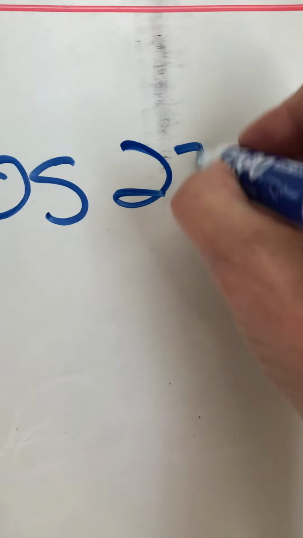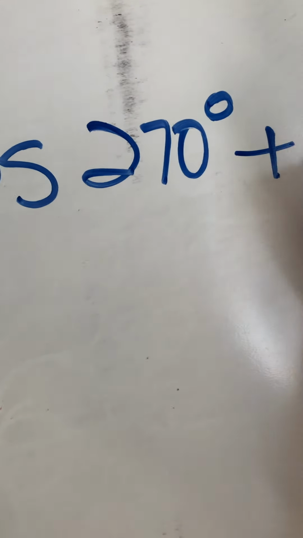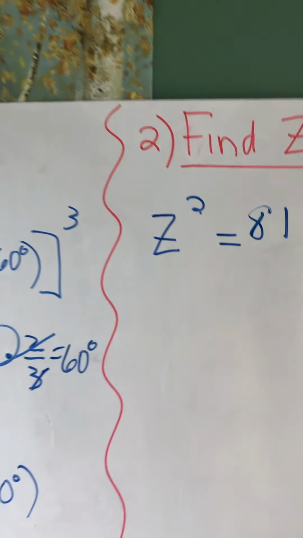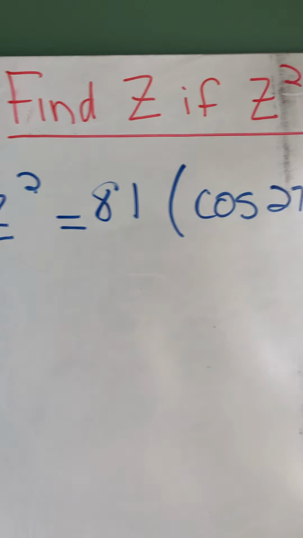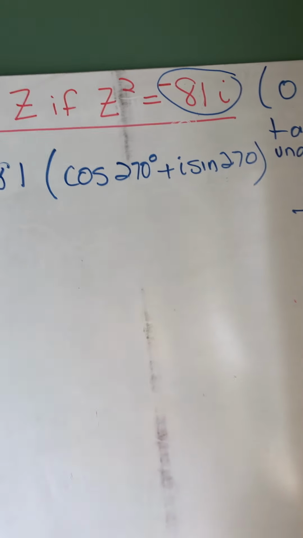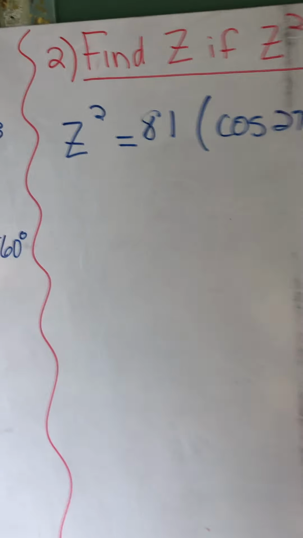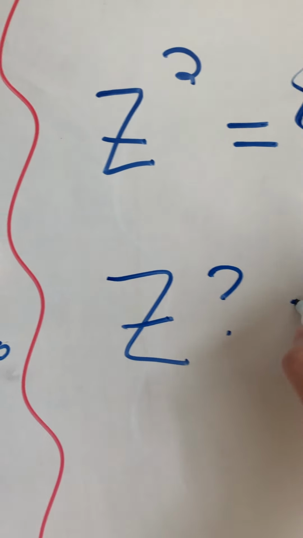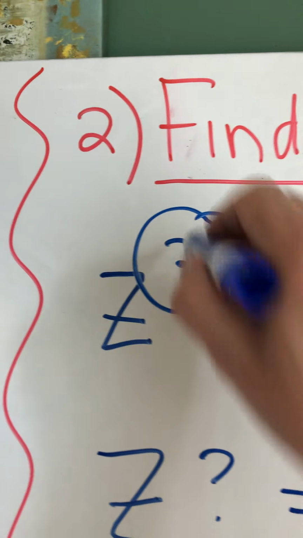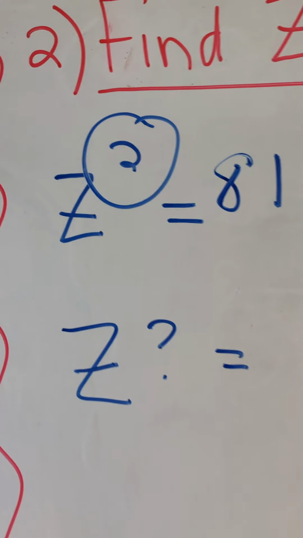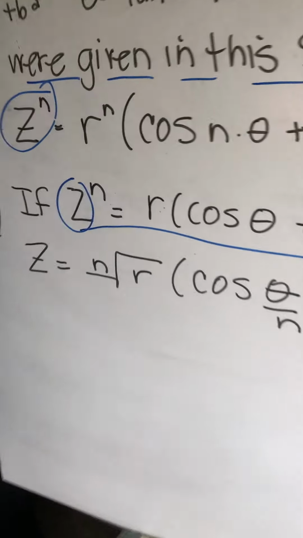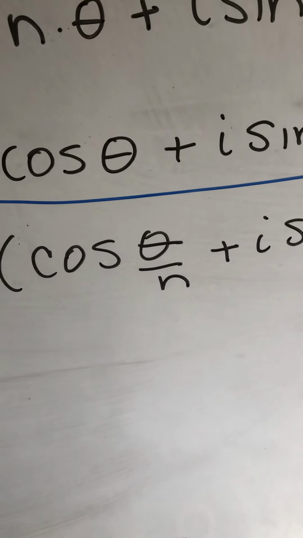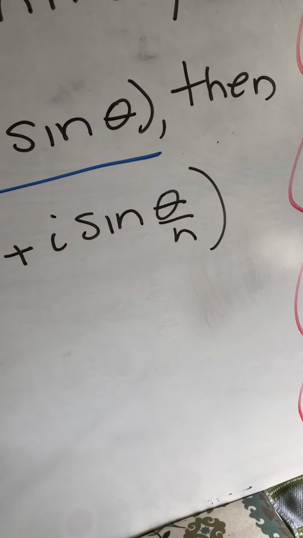So cosine of 270 plus I sine of 270. Here's my new problem. When z squared is equal to 81 times cosine of 270 plus I sine of 270, what is z? Remember, here's our exponent. Let's use it in the formula. We're going to take the nth root of r and we're going to divide each angle by n.